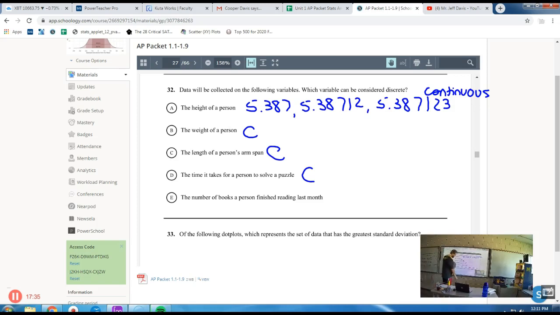And then the number of books, that's kind of debatable. I mean, I could see someone saying, well, I read 3.5. But the best answer here, I think, is number of books finished reading. How many did you finish reading? It's 1 or 2 or 3. I didn't finish 1.7 books. I could kind of argue that, but I think given our choices here, this is the one that doesn't have gaps.